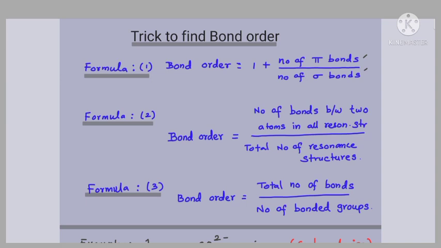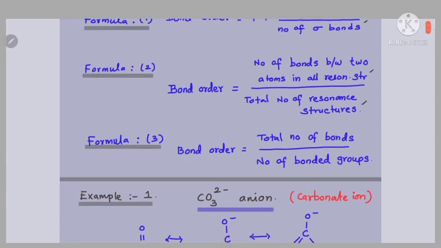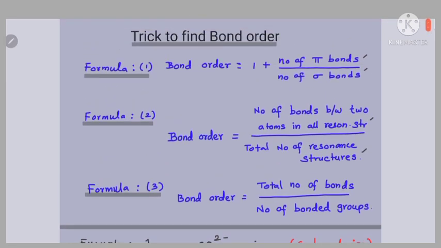Then formula number two: bond order is equal to the total number of bonds between two atoms in all resonance structures divided by the total number of resonance structures. This is the second formula. The third one: bond order is the total number of bonds divided by the number of bonded groups. Now we are going to use all these three formulas to calculate the bond order of certain species.